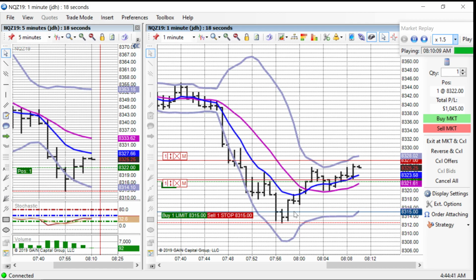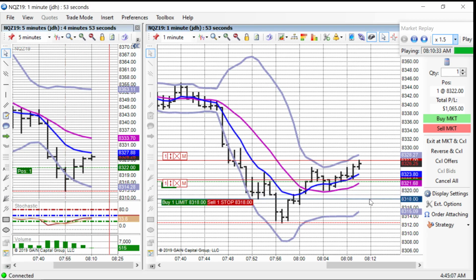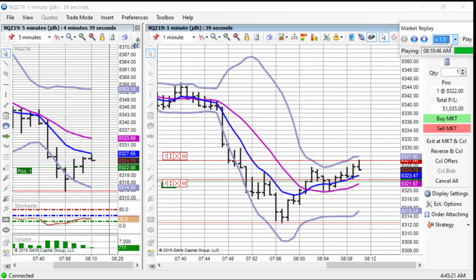I'm just going to leave that minimum risk in there until it hits the target one way or the other. It's either going to hit my target or take me out at $5. It wants to hit the target. Can't stand the suspense there, so I'll just speed it up.